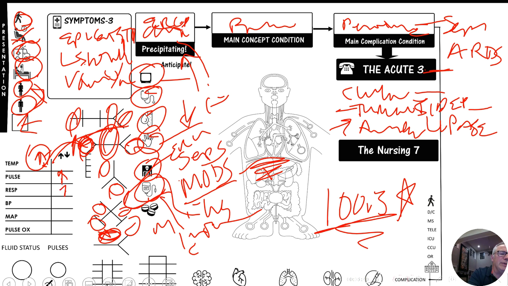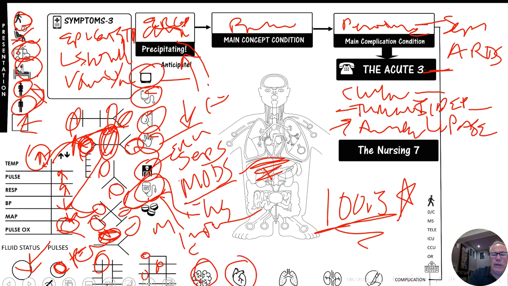Pulse will be high, respirations high, blood pressure will be low, mean arterial pressure low, risk of pre-renal. Oxygen should be okay, fluid status low, pulses will be regular unless they're bleeding. Cardiac enzymes, lipidemias, and then they'll be in metabolic acidosis. Brain restlessness, heart racing, lungs breathing, kidneys renal.